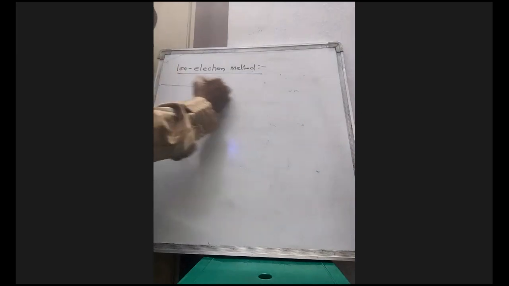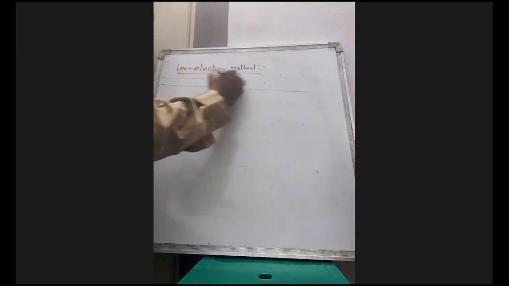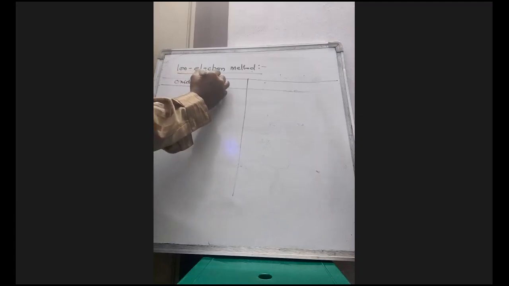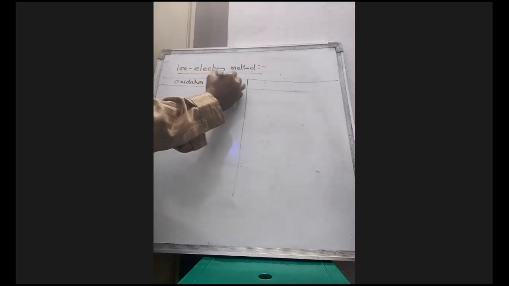After splitting into two half reactions, we divide the page into two parts. So you write and divide like this: one is the oxidation half reaction, and another is the reduction half reaction.